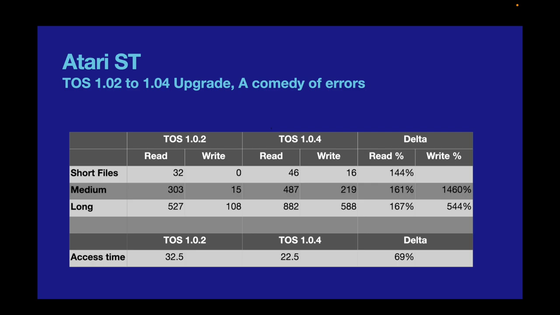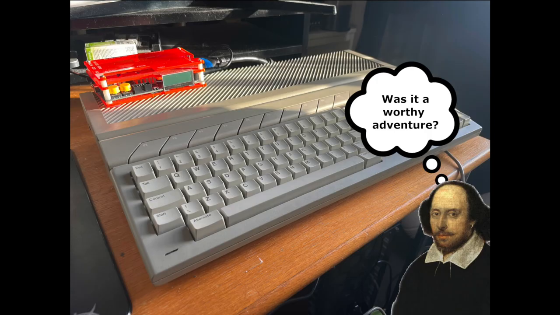Because obviously the type of SD card you use or the interface, like say an UltraSatan versus a SDrive, will have an effect on speed. But like I say, everything was invariant apart from the version of TOS. So rhetorical question. Was it worth it to upgrade from TOS 1.02 to 1.04? And the answer to that is self-evidently, yes, it was. Was it easy? Well, certainly not in this case. Would I do it again on another ST in the future?